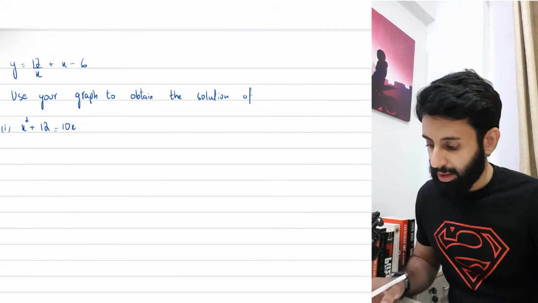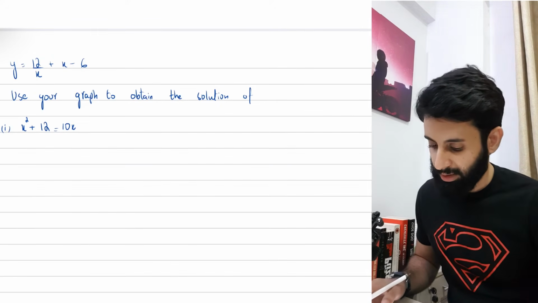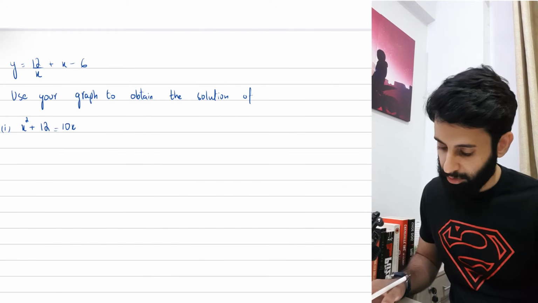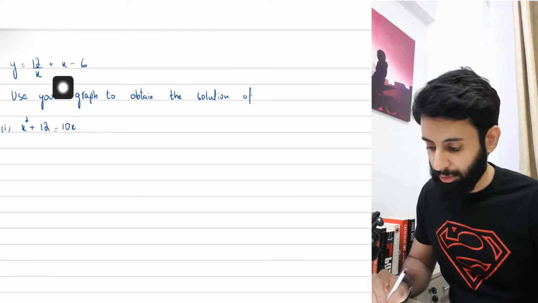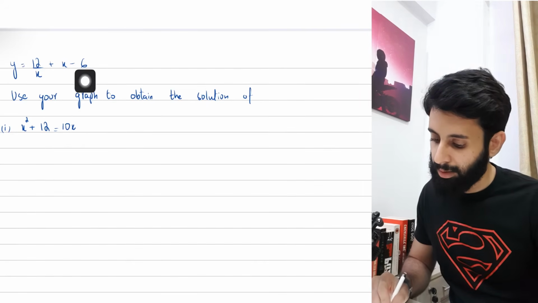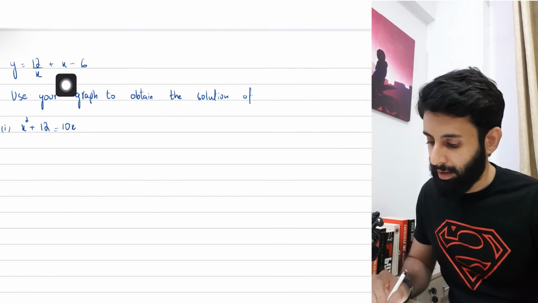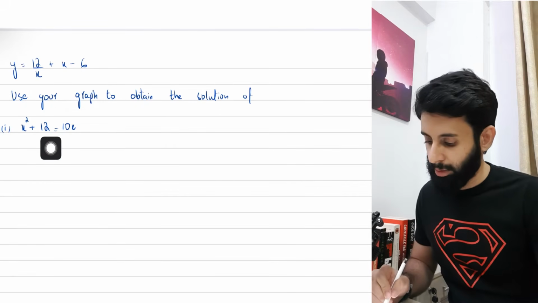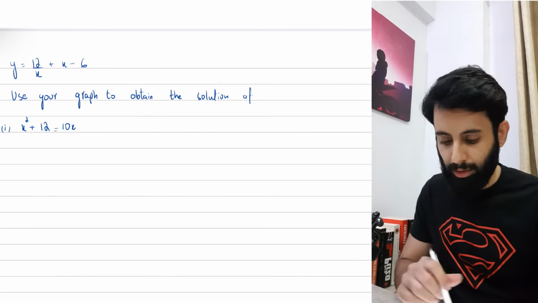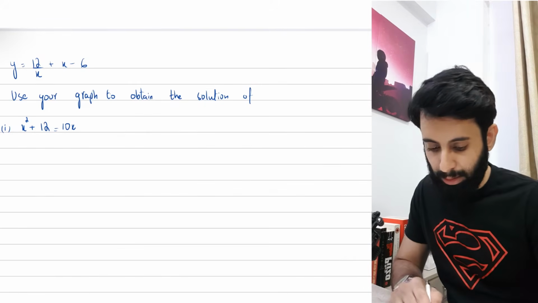So it says here that y is equals to 12 upon x plus x minus 6, and it says use your graph to obtain the solution of, and you can see that the equation that we have over here and the graph that we've plotted, they're kind of not completely different, but maybe your immediate reaction would be that they're nowhere close to each other. Okay, so how exactly do we do that? Okay, so we have a look at it step by step.